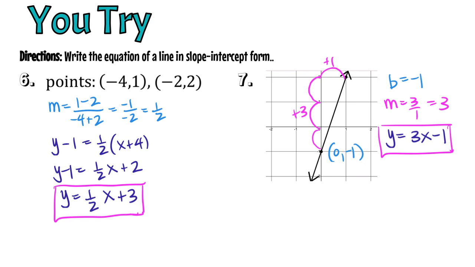And in number 7, you could find the slope by counting how much rise over run. So that would have been 3 over 1. Additionally, the y-intercept is graphed, so that makes it easy for us to identify b as negative 1. When we plug both of those things in, we get y equals 3x minus 1 for our equation of the line in slope-intercept form. I hope in this video you learned to write equations of lines and graph equations of lines that are in slope-intercept form.